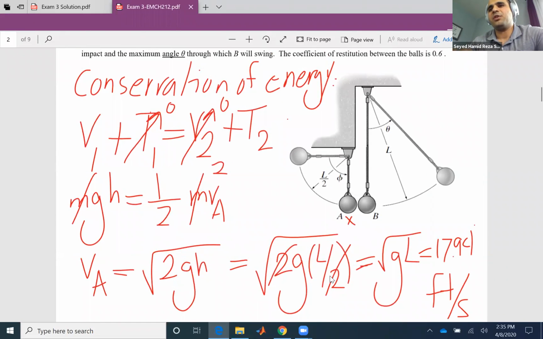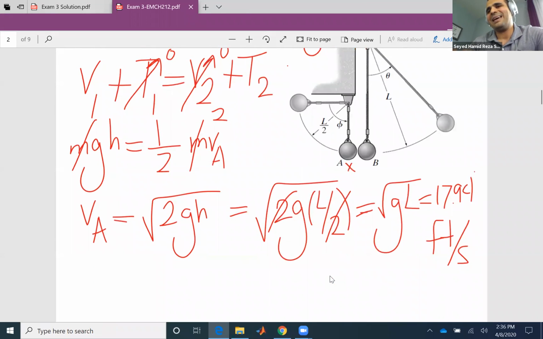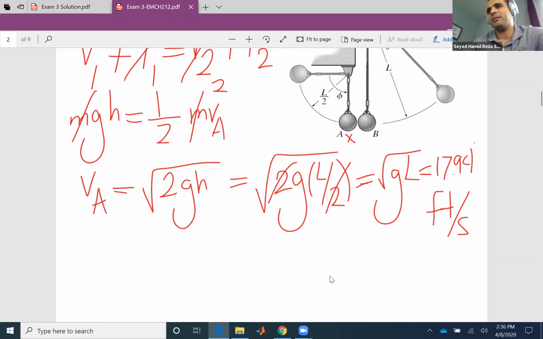So conservation of energy, the energy is conserved. I don't have any friction. I don't have any other forces acting on ball A. The potential energy is changing to kinetic energy. So that's a classic example of conservation of energy. So I found the velocity at A right before impact.